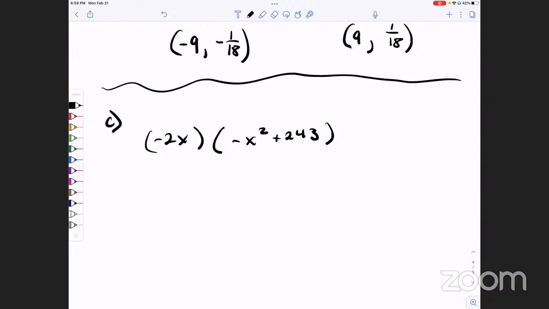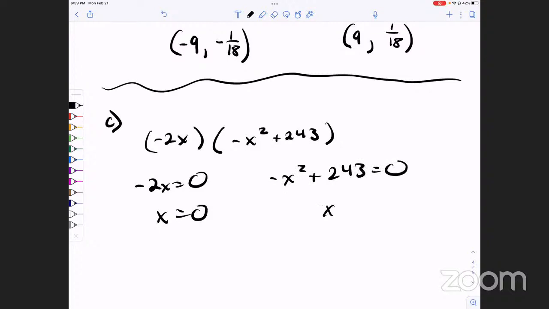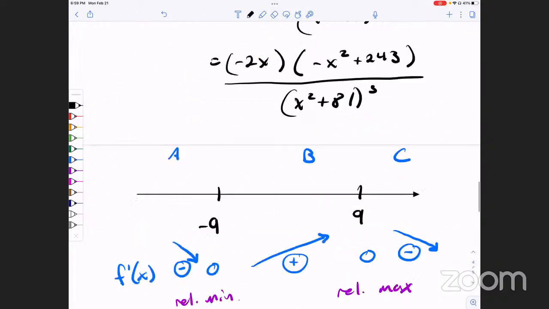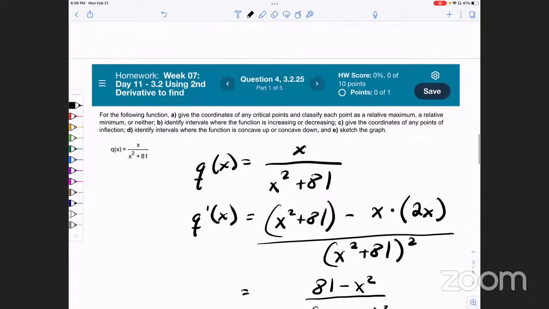Now, what we want to do is set each of these to 0. So if we set negative 2x equal to 0 and solve, we get x equal to 0. And then if we set negative x squared plus 243 equal to 0 and solve, then x equals the square root of 243, and this one needs to be plus or minus, right? Is the original function cubic? You got 3 zeros, so 3.